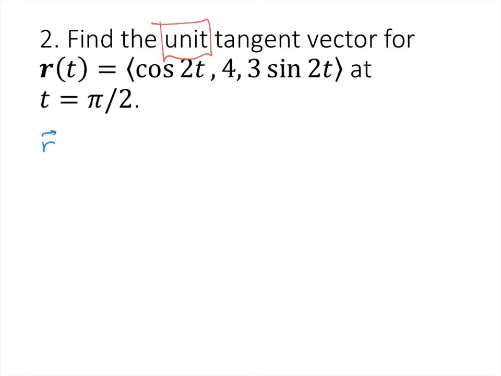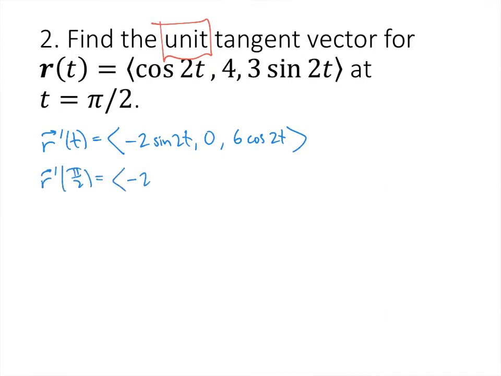So this one's already written in component notation, so I'm just going to take the derivative of each component. The derivative of cosine 2t is negative 2 sine 2t. The derivative of 4 is 0, and the derivative of 3 sine 2t is 6 cosine 2t. Now plug in pi over 2.